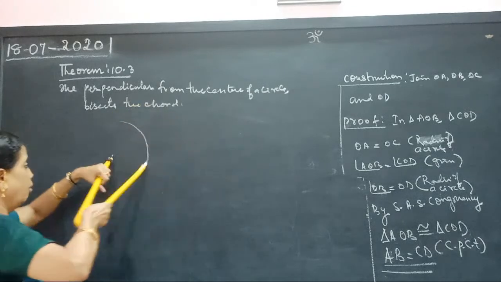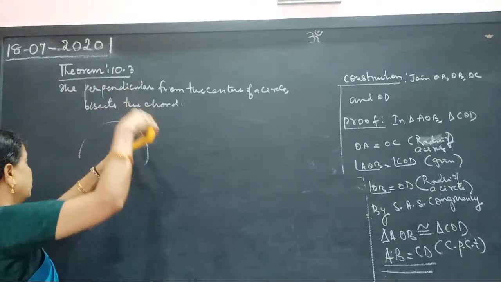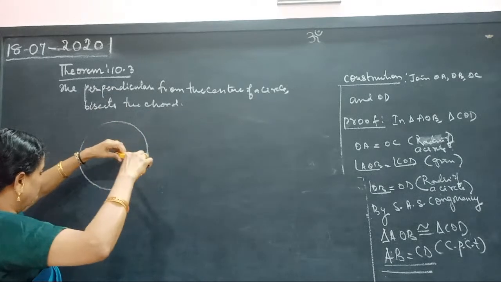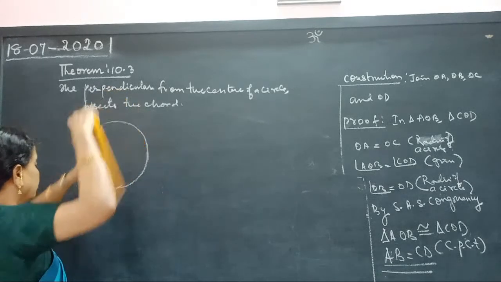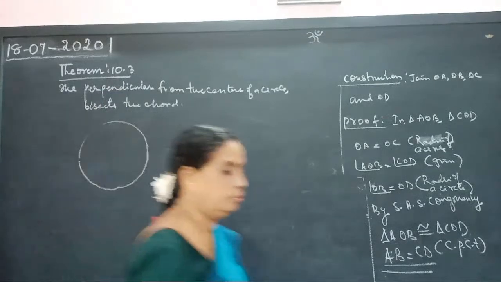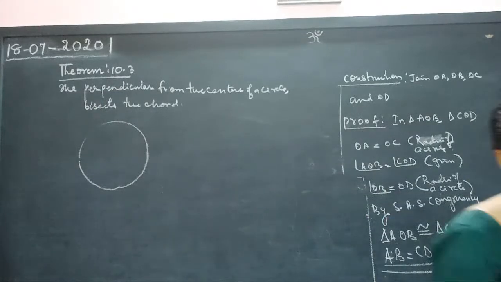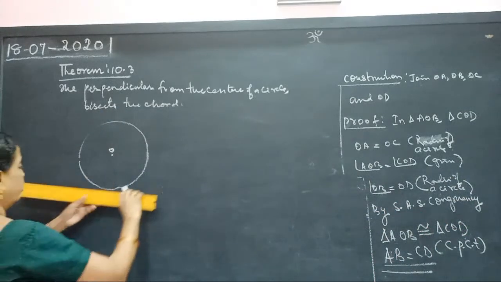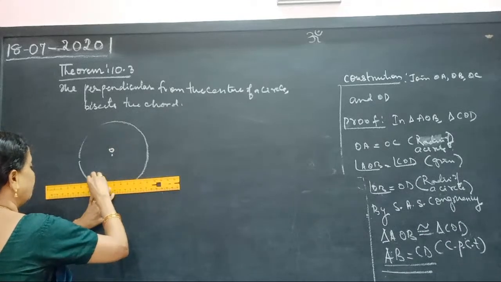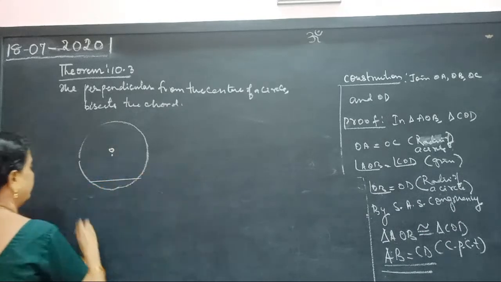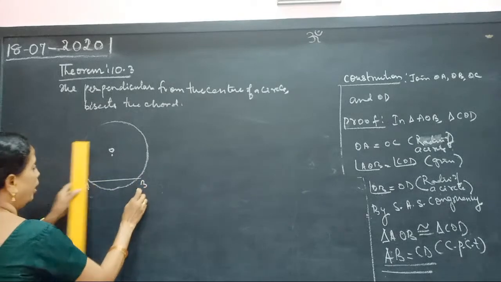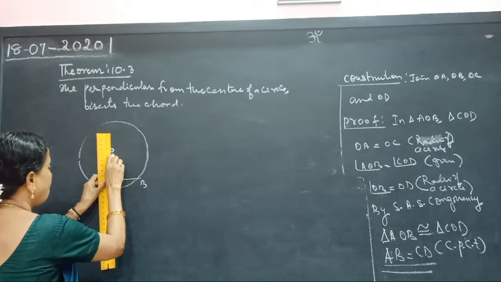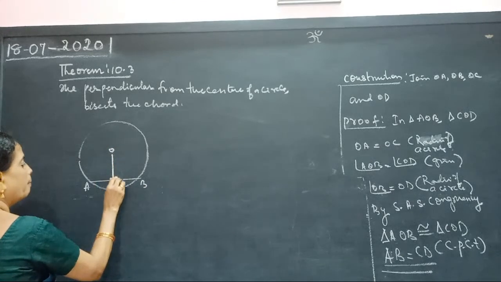Draw a circle of any radius with center O. Take a chord AB. Name it as AB. And from O, draw a perpendicular OM.